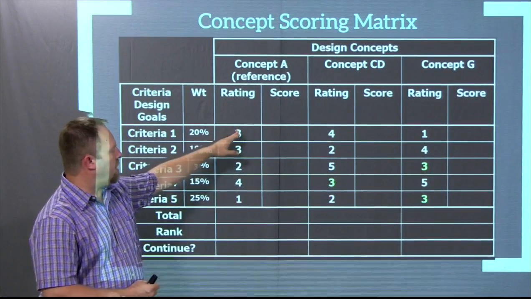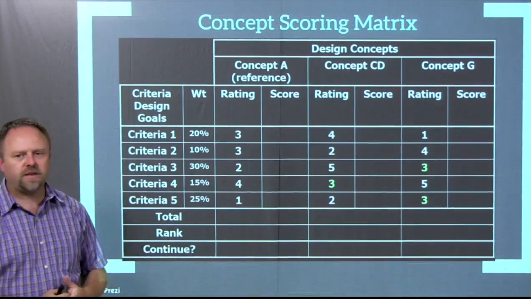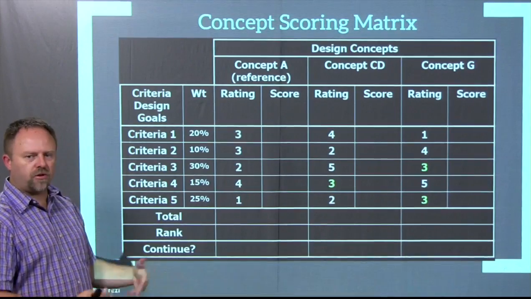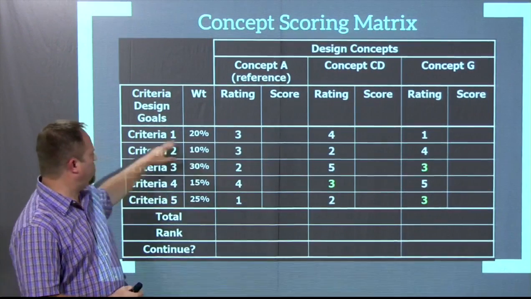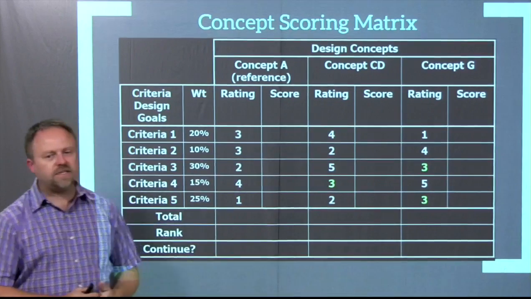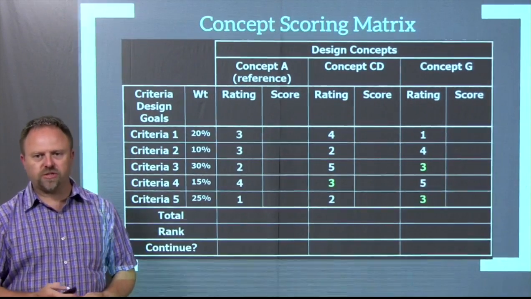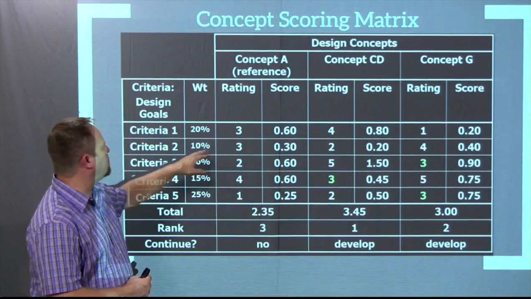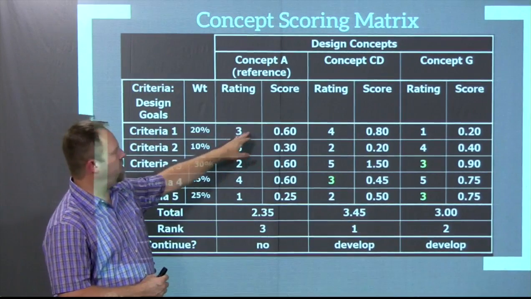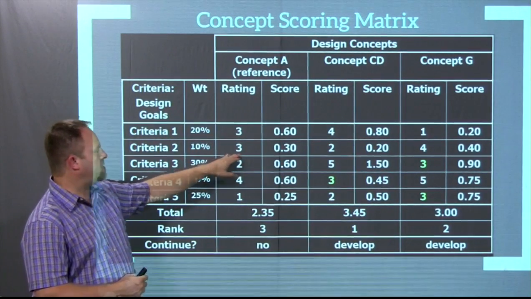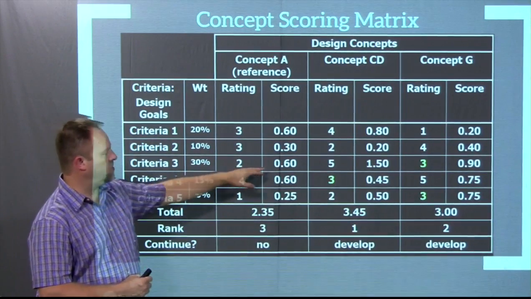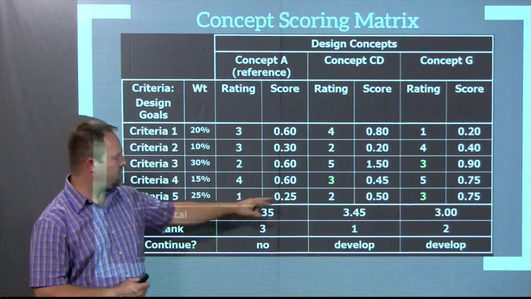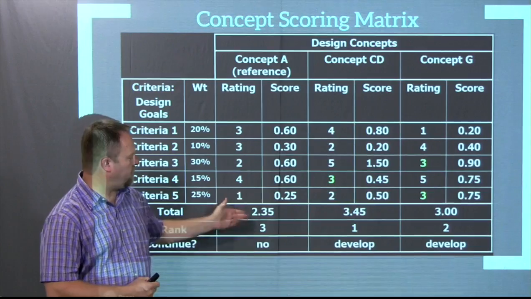And then we've gone through, and for each design, we've given it a ranking on a 1 to 5 scale, to see if it's better or worse. In each of those categories, each of these design concepts gets a ranking for each of those criteria. Then you can look at adding these scores up. So you take the 20%, multiply it by the 3, and you get 0.6. The 10% times 3 gives you 0.3. The 30% times 2 gives you 0.6. 15% times 4 gives you 0.6, and 25% times 1 gives 0.25. Then you add all these up and you get 2.35.